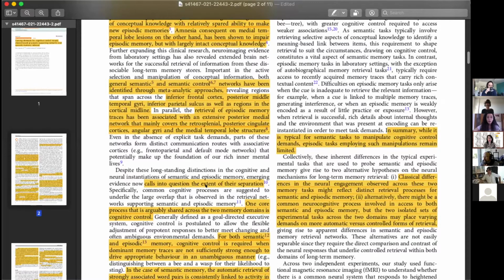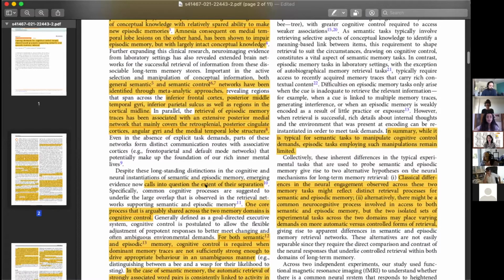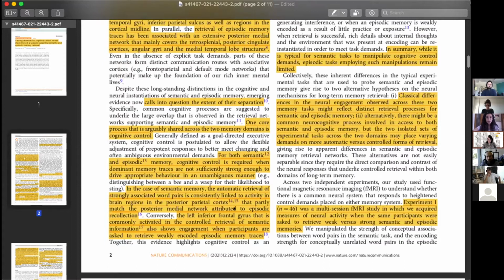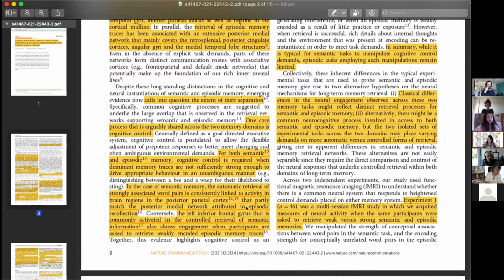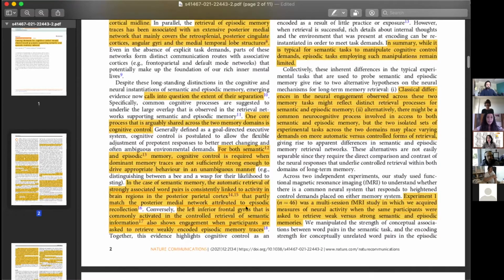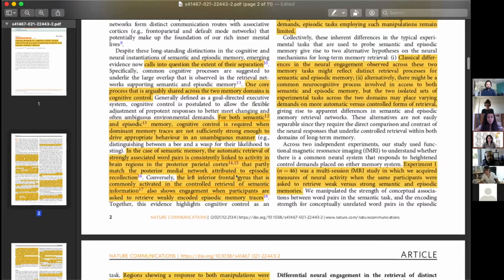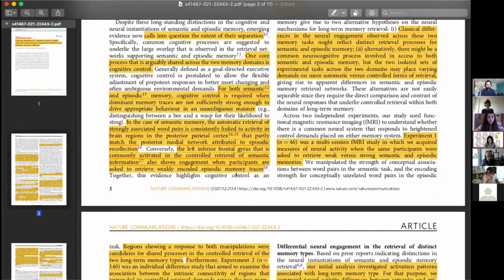However, a few recent studies showed that episodic and semantic memory have some shared cortical structures. In particular, the automatic retrieval of semantic memory has been associated with activity in the posterior parietal cortex that partially matches the retrieval of episodic memories. While the controlled retrieval of semantic information has been linked to the activation of the left inferior frontal gyrus, and this resembles the activity of retrieval of episodic memory traces.